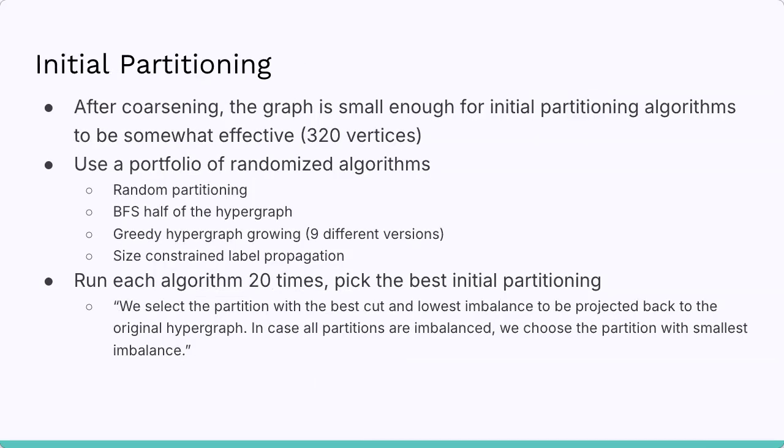And as I mentioned, initial partitioning we do by running everything 20 times. The algorithms they use are just pick a random partition, BFS half of the graph, starting from a random node, do 9 variations of a greedy algorithm, or you use some other more state-of-the-art algorithms that sometimes give you better results, or your randomness might be lucky and give you something that's even better. That's why we try it 20 times.